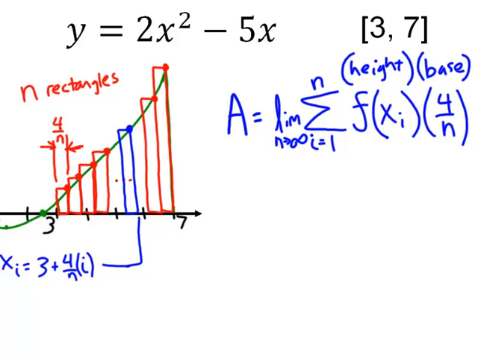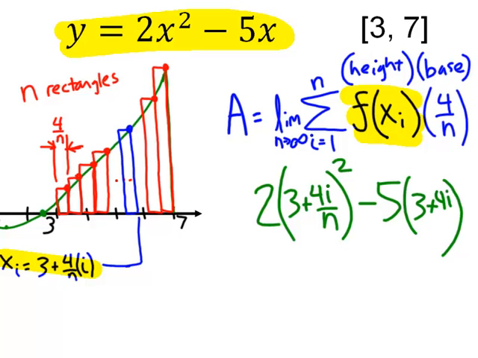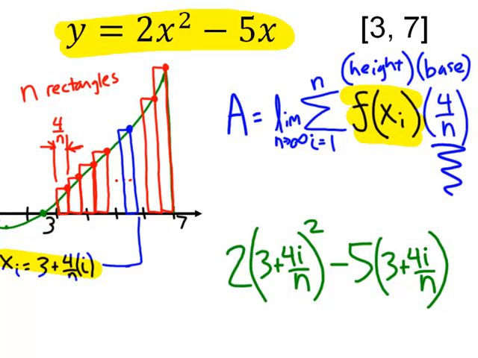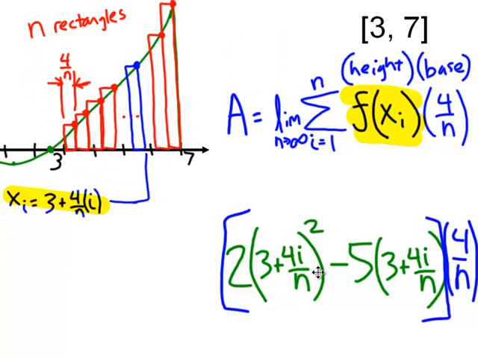Okay, so for figuring out what to put for f of x sub i, we will use both our f of x, I know it says y up here, but we'll think of it as f of x, and we'll use the x sub i definition down here. And that will give us 2, and that's where the x is going to go. I'm just going to finish the blanks here. 2 blank squared minus 5 times blank. Again, what I'm doing here is I'm writing the expression for f of x sub i. And let's fill in the blanks with 3 plus 4i over n. Both places, 3 plus 4i over n. That represents the height of each rectangle. We'll go ahead and multiply it times the base here, 4 over n, being sure to include parentheses or brackets as appropriate. And we'll put the summation and the limit there.